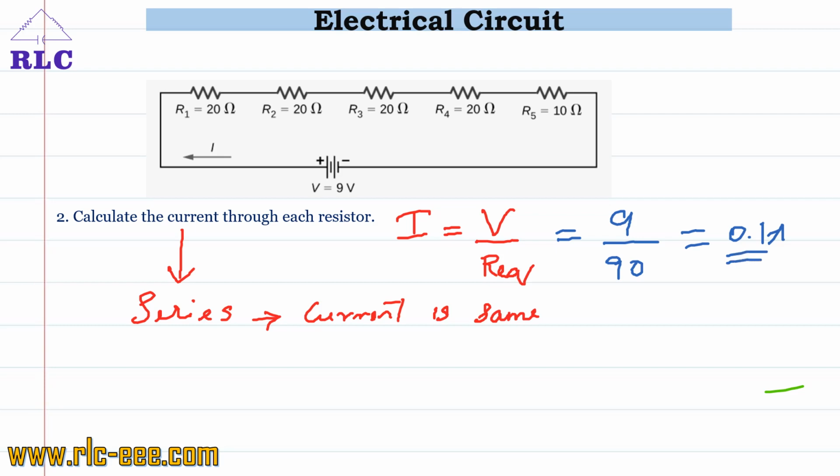But what is the question they have given? The current through each resistor. So what we can write is: therefore, current flowing in all resistors is the same.